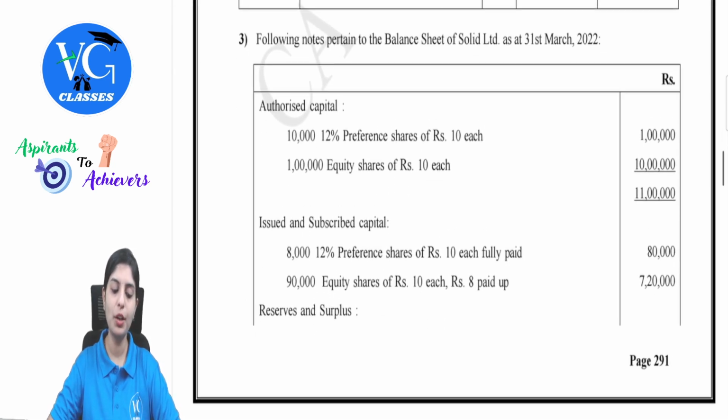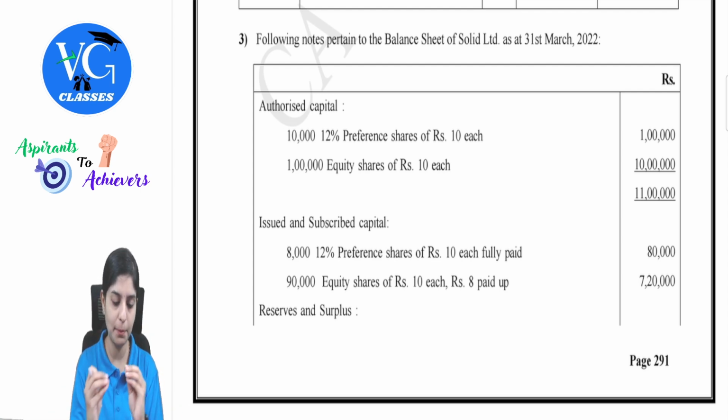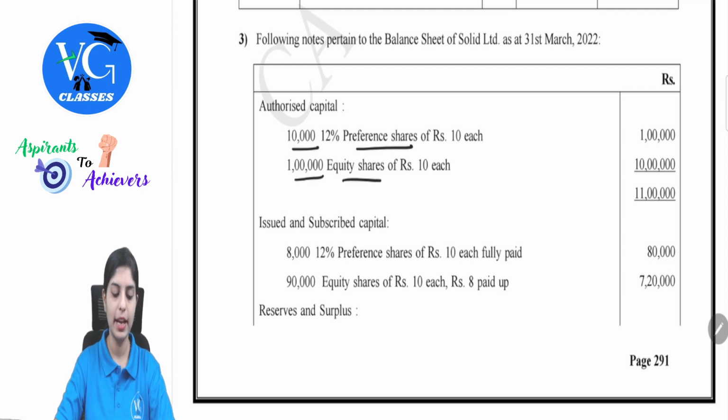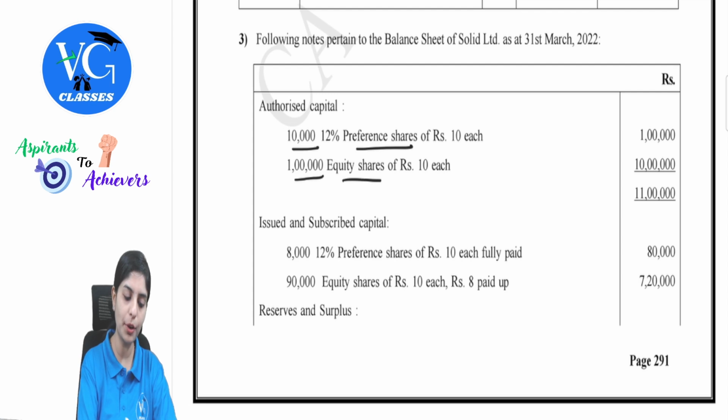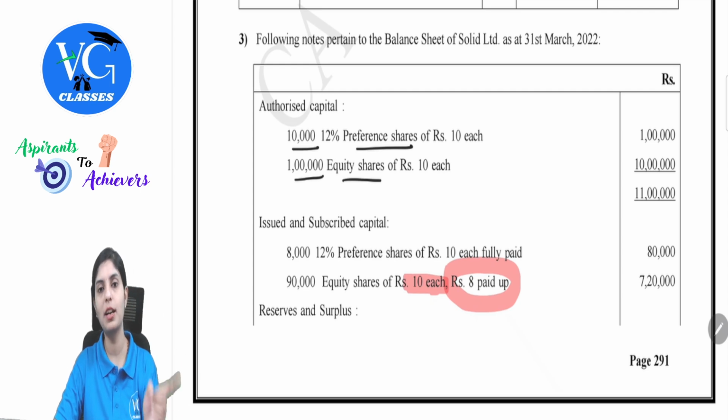Next, the following notes pertain to the balance sheet of Solid Limited as of 31st March. They are giving you a complete set of balance sheet to observe what items are present. So authorized is mentioned as 10,000 preference shares and 1 lakh equity shares. Issued and subscribed capital has 8,000 preference shares and 90,000 equity shares. Observe one important thing here. 10 rupees is the face value, but out of this only 8 is paid up. So if the company is proposing a bonus issue, first this should be converted into fully paid shares.